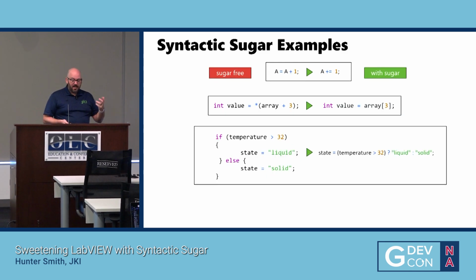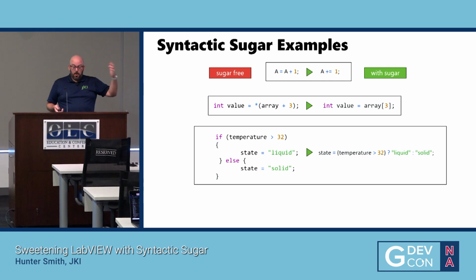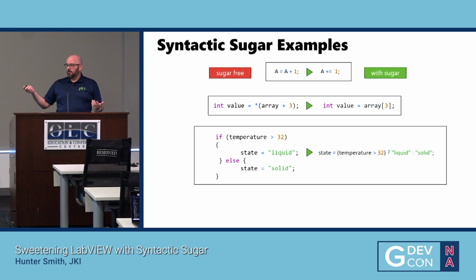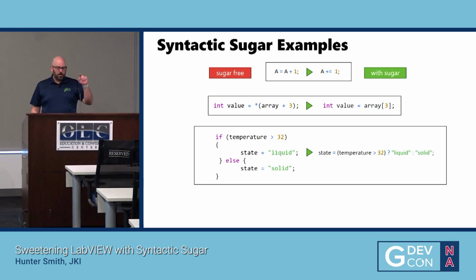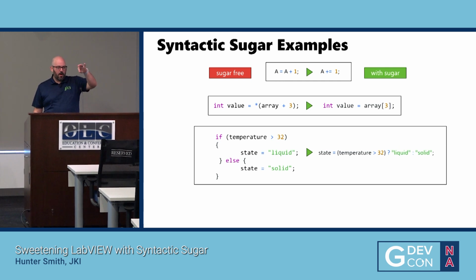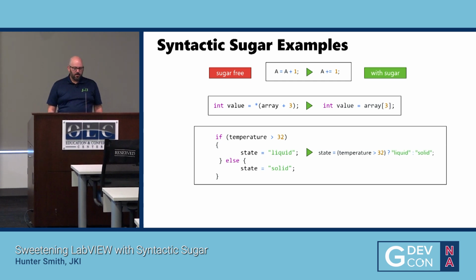So some examples from text-based languages: we may have A equals A plus 1, and most of us know about the plus equals or minus equals operators, where now we can smush those two things together and save ourselves one character. Then there are some things that just start to feel like the language. Like in C, when you're referencing an array, really what you want to do is get the pointer to where the array is plus an offset of 3. But we all like using array bracket 3 because that's a lot more readable.